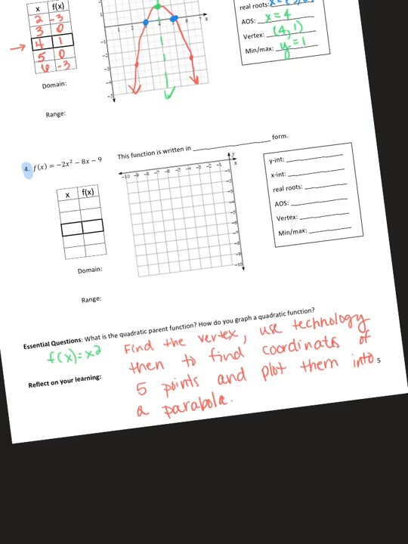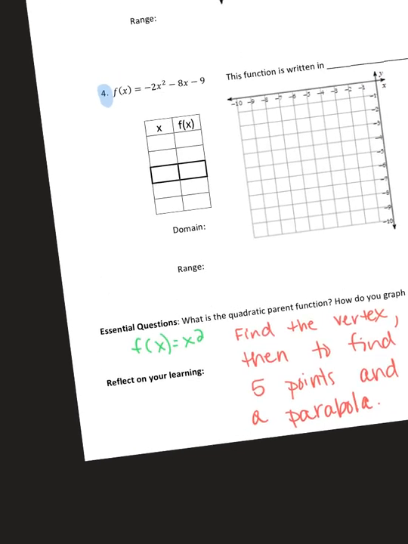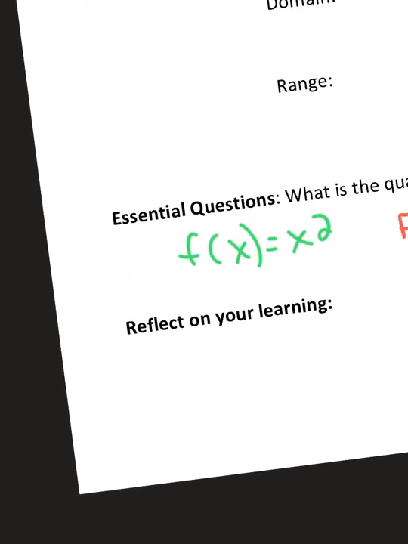Okay, so when it comes to reflecting on your learning, tell me about one thing that either went well or was a struggle for this lesson. Make sure when you're answering your question that you are telling me which one you're answering: something that went well or something that was a struggle for this lesson.